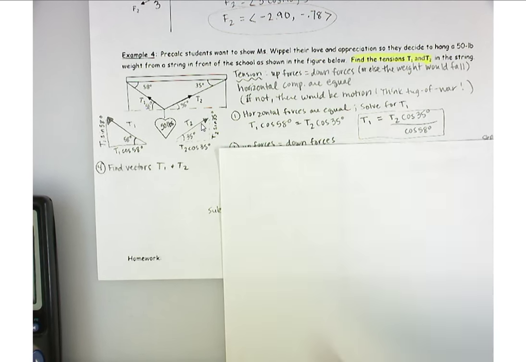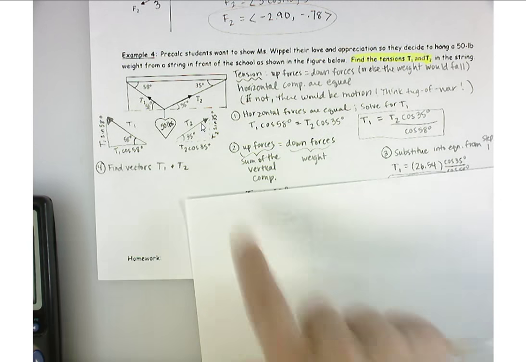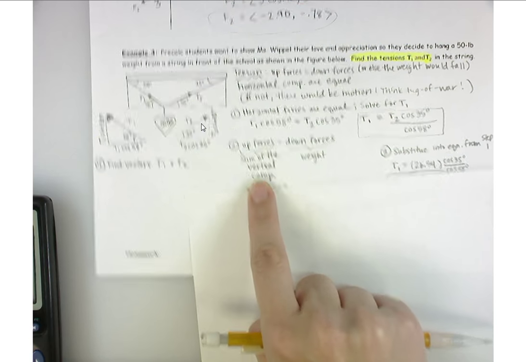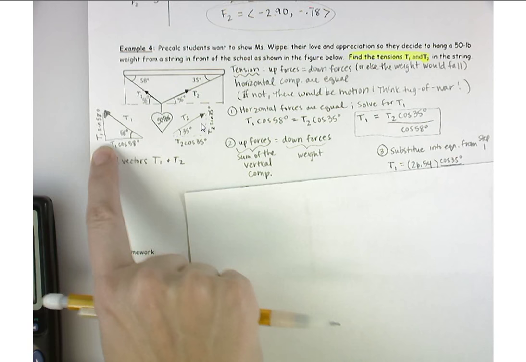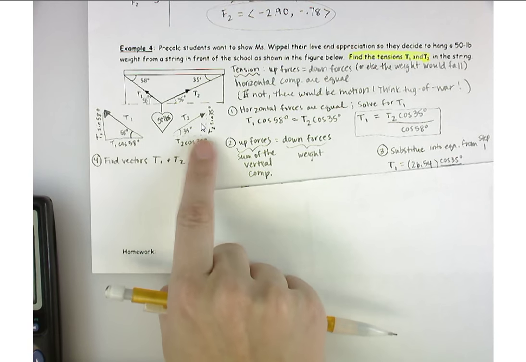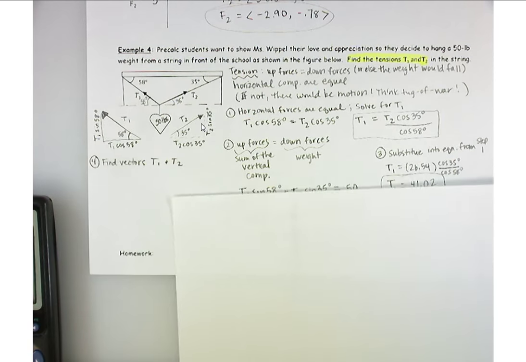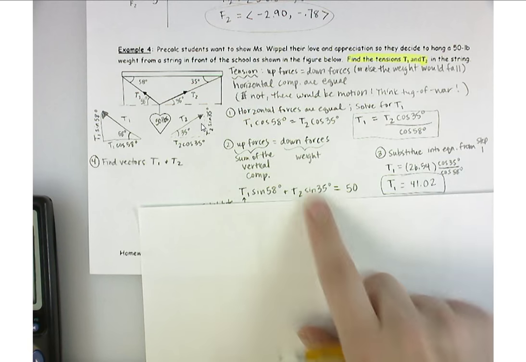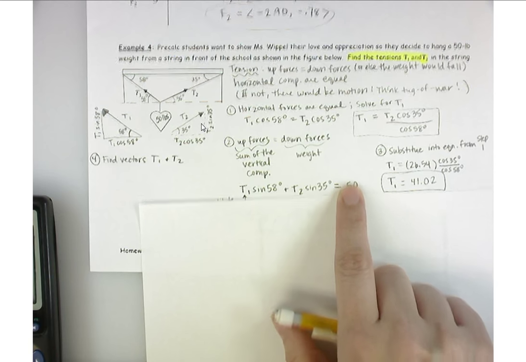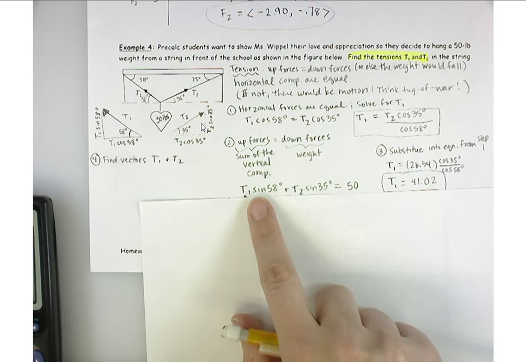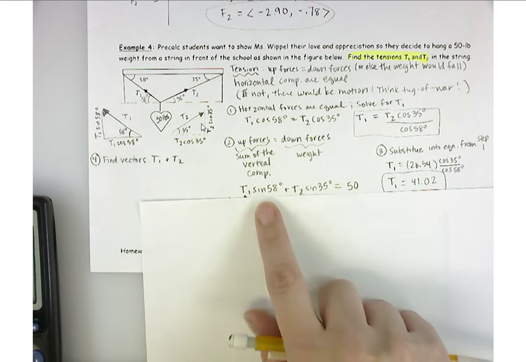Okay? Then you know the up forces equal the down forces. So what we do is we find the sum of the vertical components, which are the T sub 1 sine of 58 and the T sub 2 sine of 35. So we added those together, and we set them equal to the down force, which is the weight here. So once you have this equation, really what we're doing is setting up a system of equations with two variables and using substitution to solve.